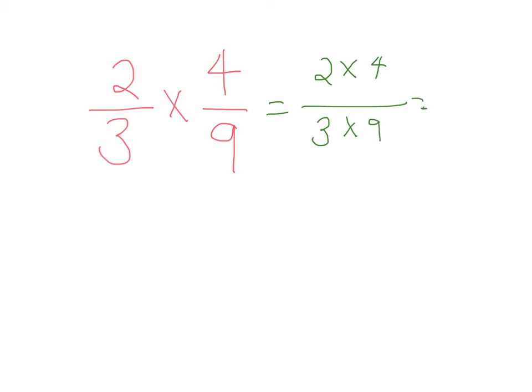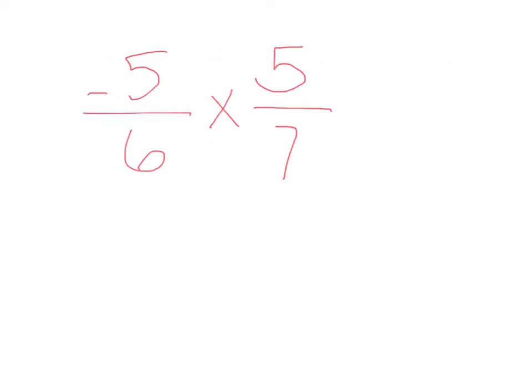So 2 times 4 is 8. And then 3 times 9 is 27. So 8 over 27 is our fraction. Now you want to see if you can simplify. You can't reduce 8/27 any further because they don't share a common factor.